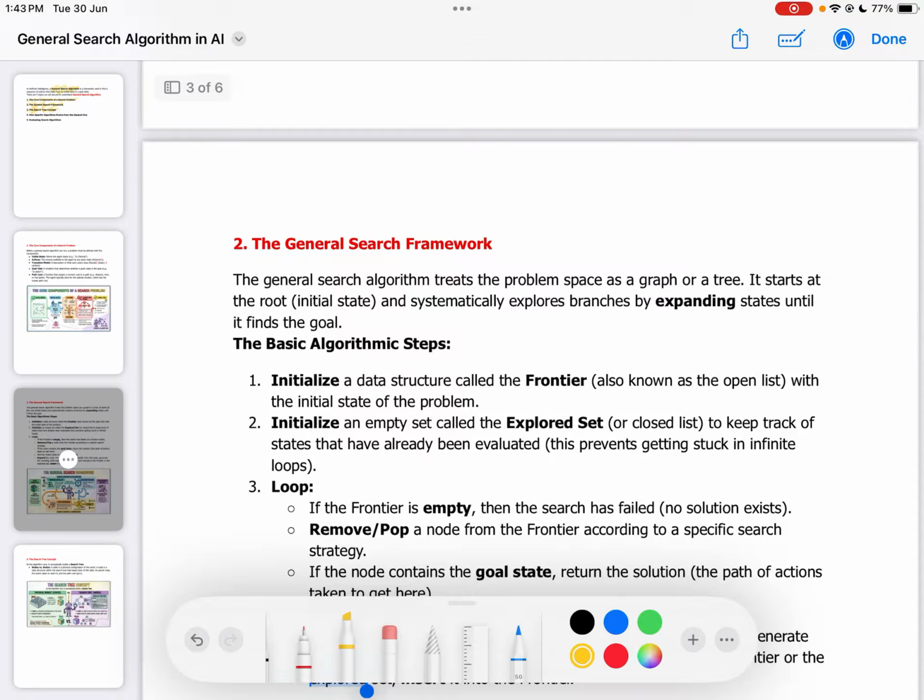Okay, now let's get in. What is general search framework? General search framework is nothing but any problem we give it to an AI, it converts it to a tree or a graph. Okay, there is a root node where it is the initial state and it systematically explores by expanding states until it finds its goals. It's not that complicated. Please understand.